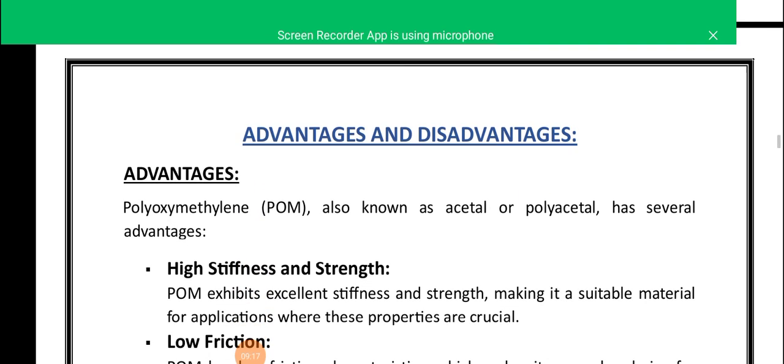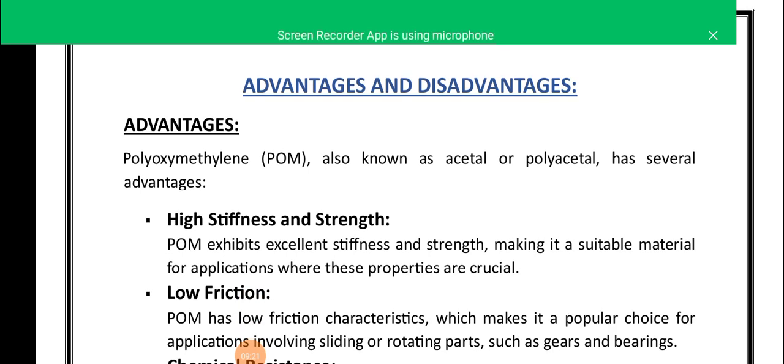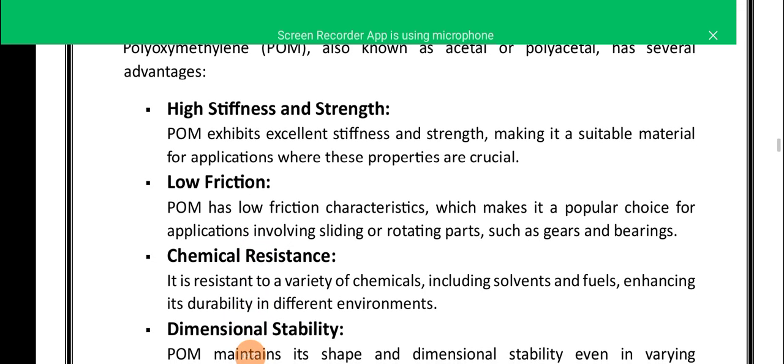Here are some advantages and disadvantages of polyoxymethylene. First, we study the advantages of polyoxymethylene and later on the disadvantages. Advantages. Polyoxymethylene has several advantages, like high stiffness and strength as studied earlier. Polyoxymethylene exhibits excellent stiffness and strength, which makes it a suitable material for applications where these properties are very important.